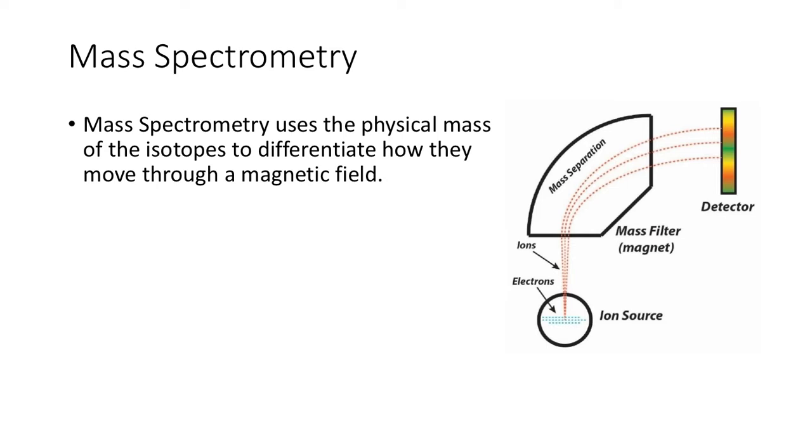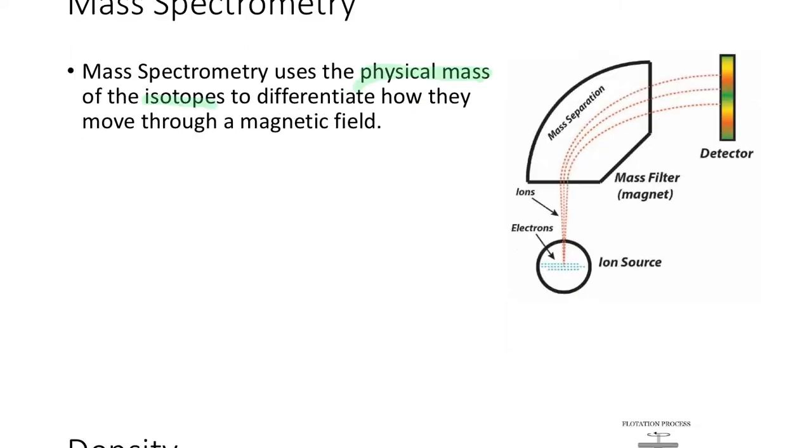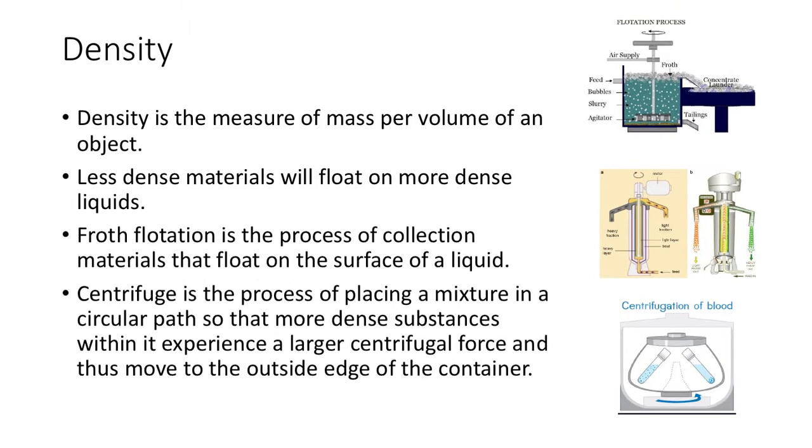Mass spectrometry. We've already gone through it, but we're using the physical mass of the different isotopes to differentiate how they move through a magnetic field. We should know this one already. Okay, density. Let's have a look.